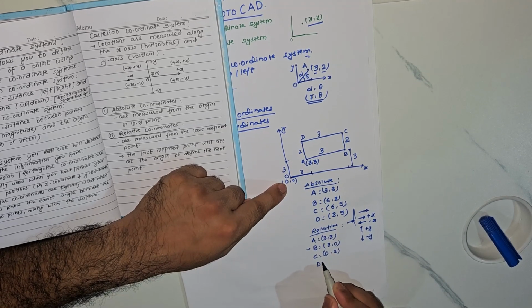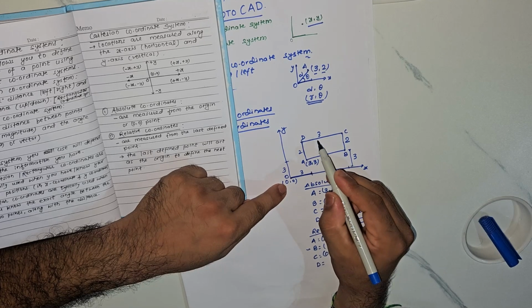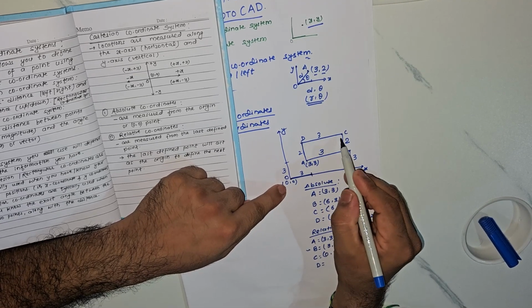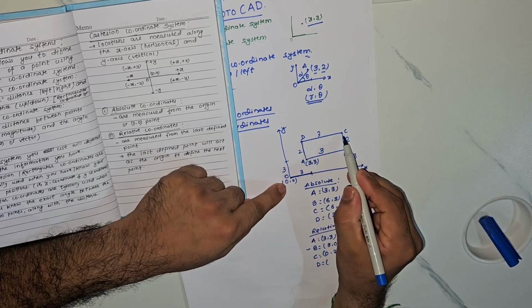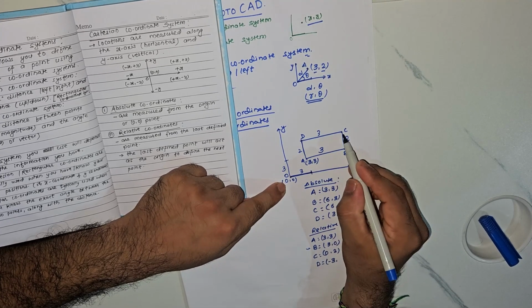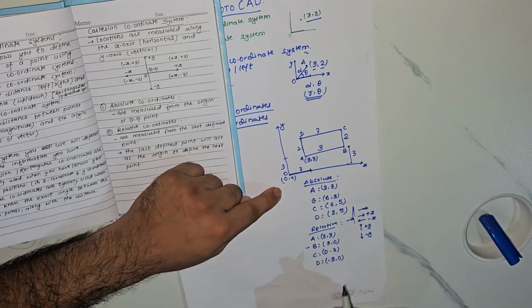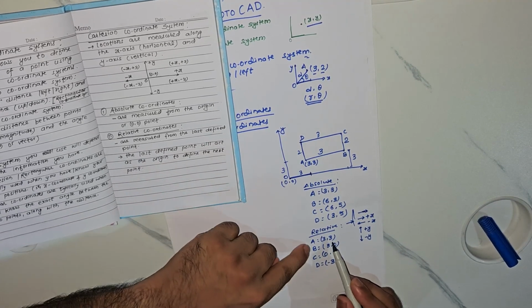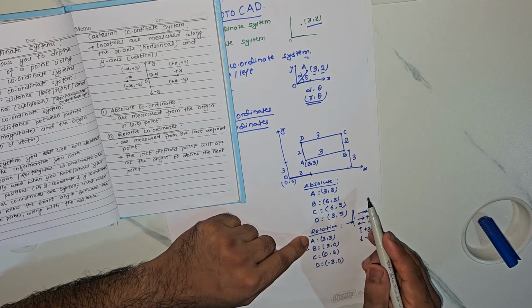Now we'll see for D. The D is moving in the leftward direction from C, moving horizontally and not vertically. That's why the coordinate of D relative to C will be minus 3, and as it is not moving in the vertical direction, the y distance will be 0. So here we can see the coordinates of the relative coordinate system and the absolute coordinate system are totally different.